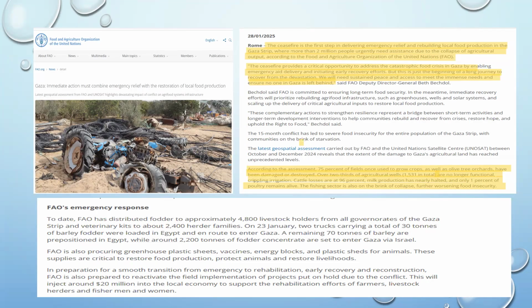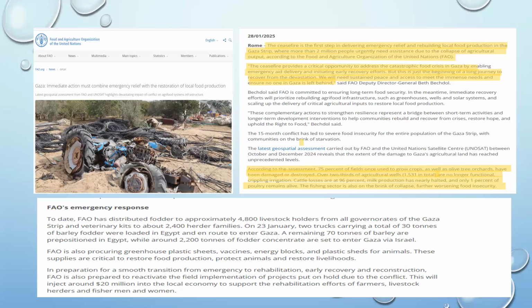The ceasefire provides a critical opportunity to address the catastrophic food crisis in Gaza by enabling emergency delivery and initiating early recovery efforts. But this is just the beginning of a long journey to recover. According to the assessment, 75% of fields once used to grow crops, as well as olive tree orchards, have been damaged or destroyed. Over two-thirds of the agricultural wells are no longer functional, crippling irrigation. Cattle losses are at 96%. Milk production has nearly halted, and only 1% of poultry remain alive. The fishing sector is also on the brink of collapse, further worsening the food insecurity.